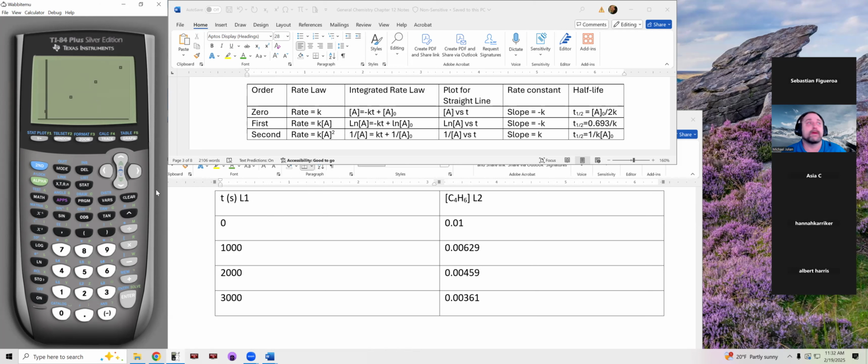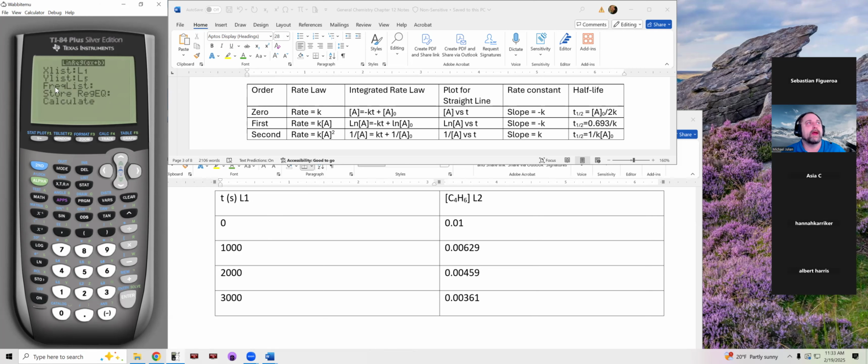So what we're going to do here is get the best fit line. So the way I'm going to do that, I'm going to go ahead and quit out of this. I'm going to go stat, and then I'm going to hit calculate. I'm going to go over to the calculate, and it's number 4, linear regression. That's the one we're used to using for our best fit line in Excel.